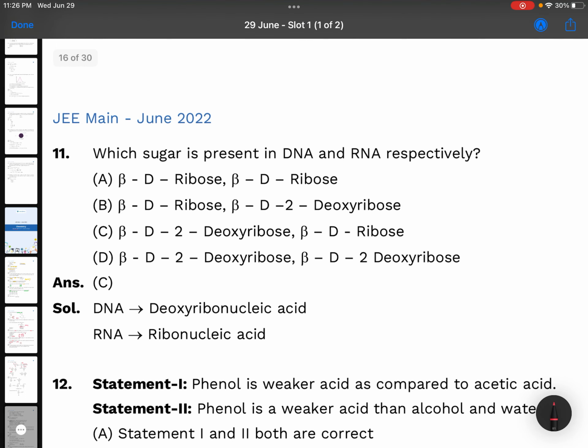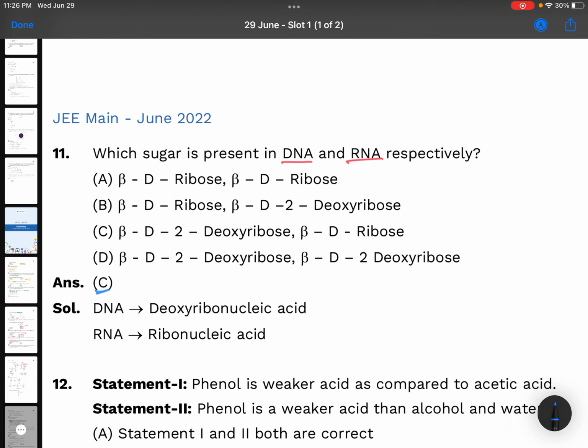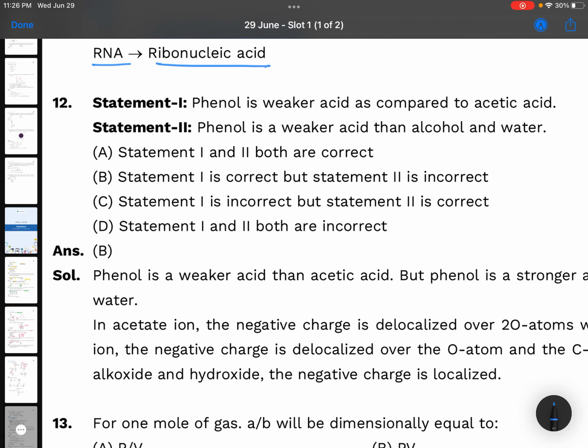11th question. Which sugar present DNA RNA? I don't think so. So many questions will come. Maybe students get confused and giving these questions. I don't think so. This question may present. First and this question both from biomolecules. 2 questions from biomolecules not possible. Maybe students confused. And this is DNA, deoxyribonucleic acid, RNA, ribonucleic acid. Any one of these questions are present. Either first or this. Both questions impossible.